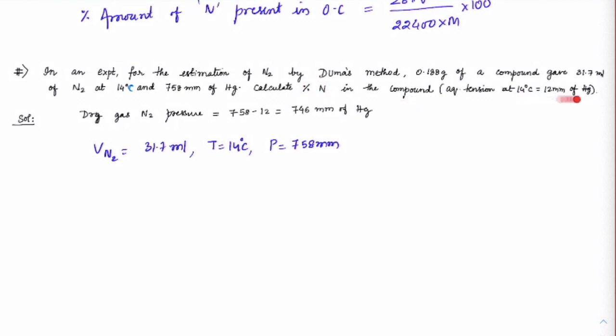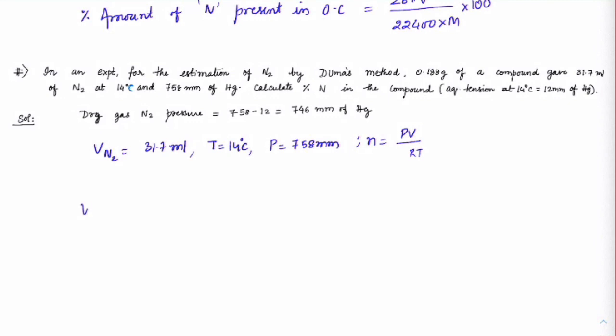Aqueous tension is given, right? So from that information I can calculate dry gas pressure. Dry gas pressure would be 758, which is the total pressure, minus aqueous tension. You will get this as 746 mm of Hg. Now what will be the volume at STP? See, even without calculating STP, I'll show it. I can directly use number of moles equal to PV by RT, and I can get the value of n. Just to be more precise, we use STP condition.